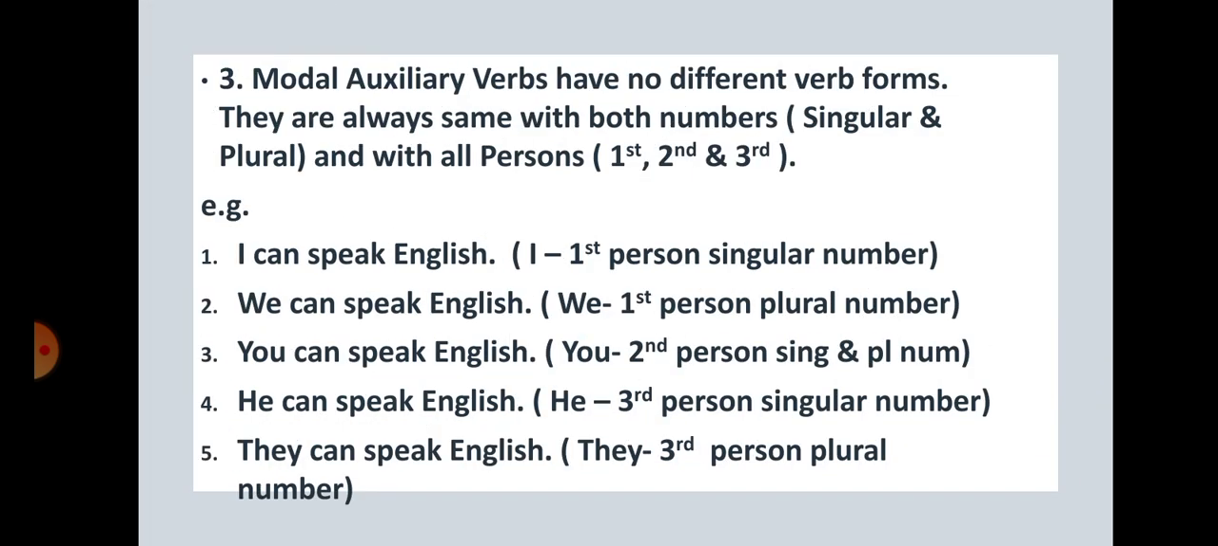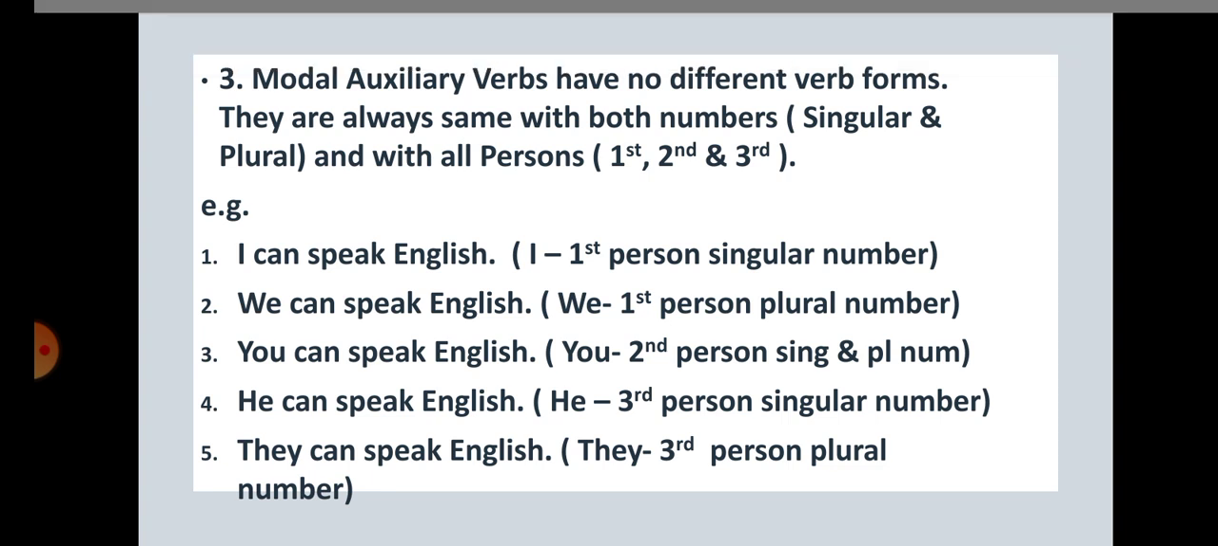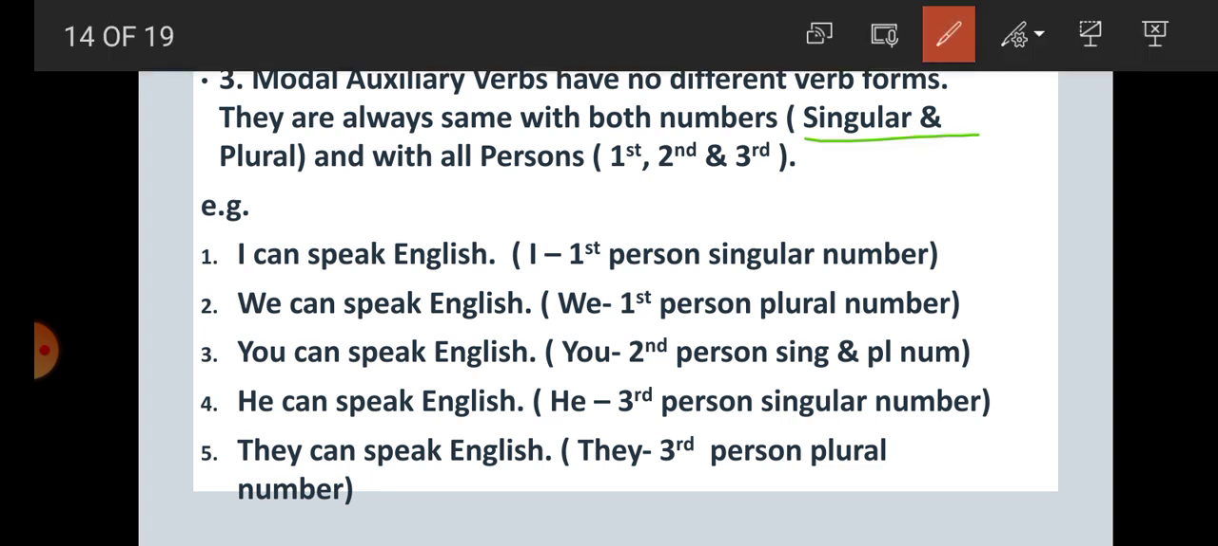Now fact number 3. Modal auxiliary verbs have no different verb forms. They are always the same with both numbers, singular or plural, and with all persons, first person, second person or third person. Modal auxiliaries have no different form. So here, with the help of this example, I have taken one modal auxiliary verb, can, and I have used can with different numbers and different persons.